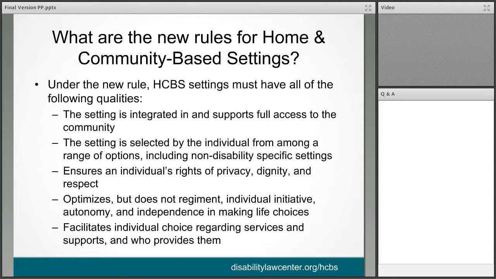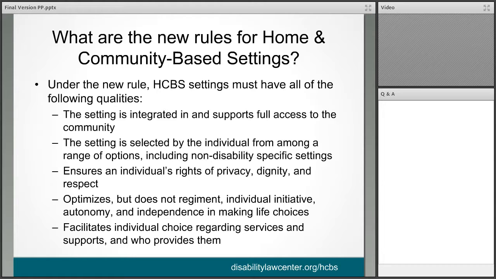So we want to talk about the rule requirements themselves. But before we go over that, I just want to make sure we're all on the same page that the state has until 2019 to implement the new settings rule. So right now the state is undergoing a process, which we'll cover later in the presentation, to measure compliance and help providers come into compliance with the new rule. But providers who were in existence before 2014 do have this 5-year rule implementation and compliance window.